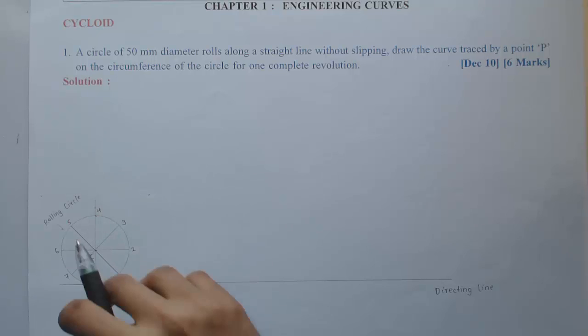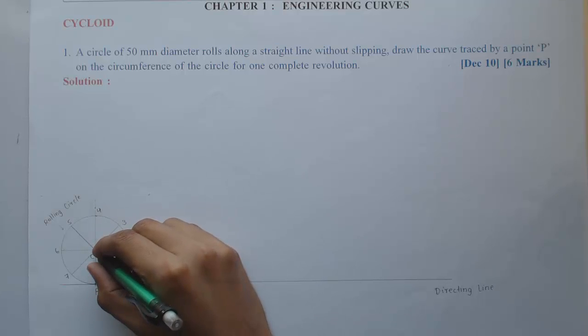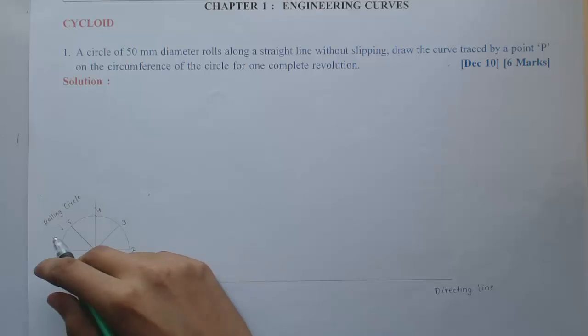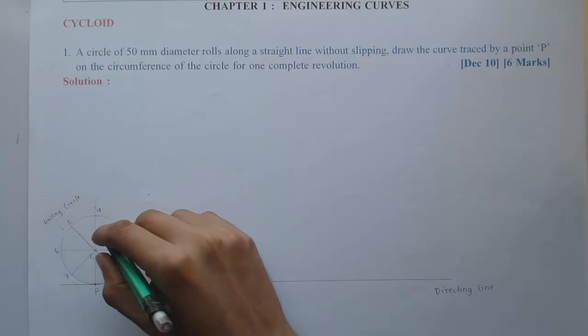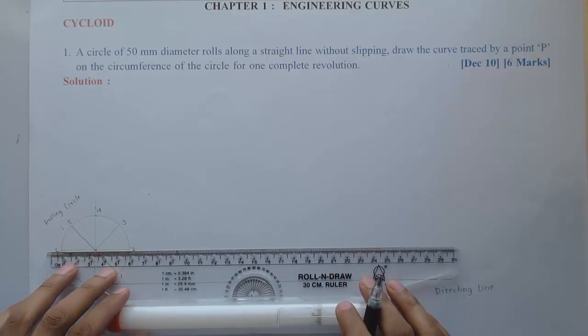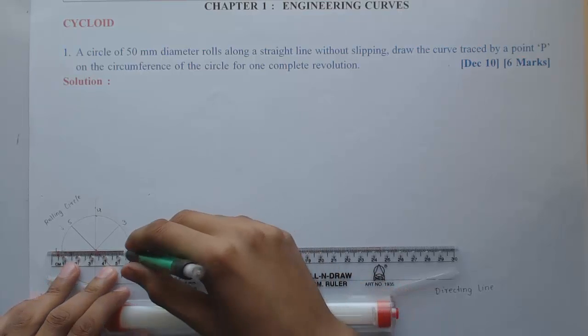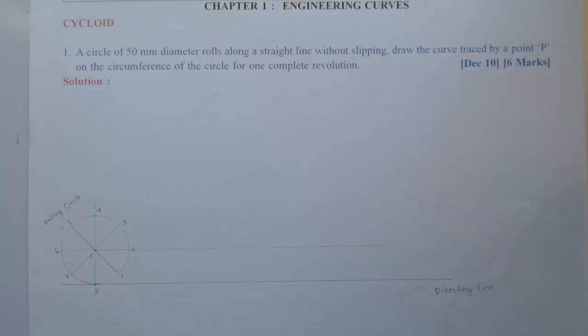Now, as the circle is rolling along this directing line, the position of the center is going to shift along a straight line only, passing through C, because only the point C is going to travel along a straight line. All the rest of the points on the circle will follow a curved path. So initially I'll produce that center line, along which I'm going to get new positions of the center as the circle rolls.